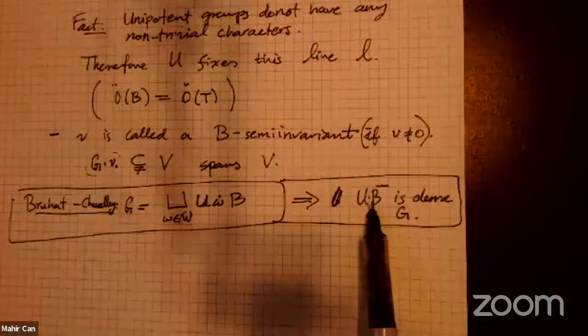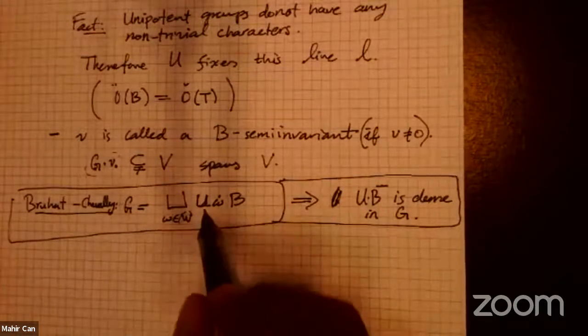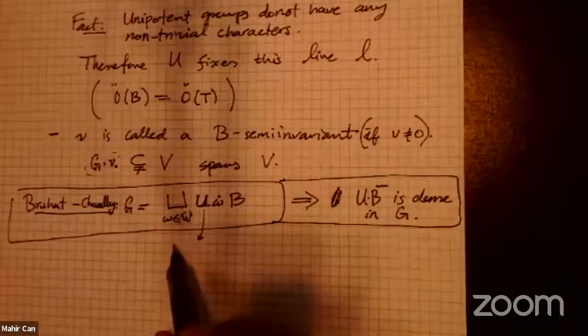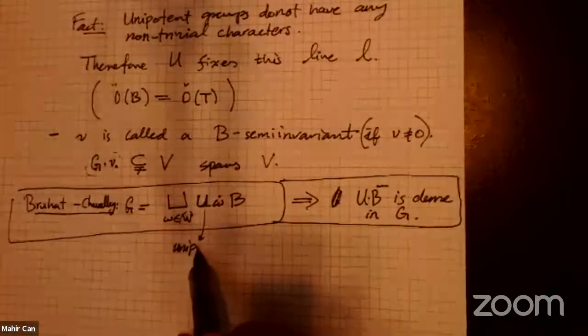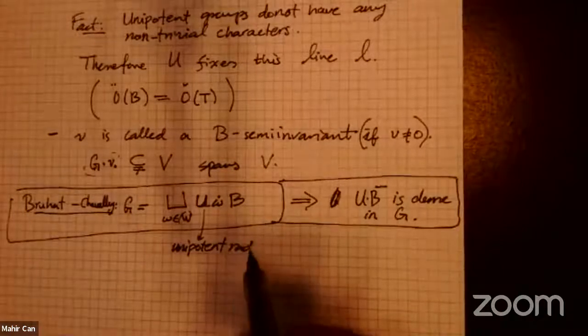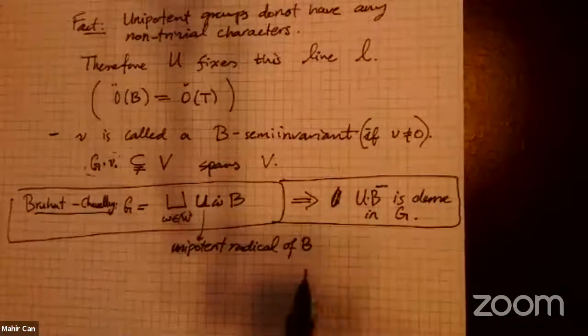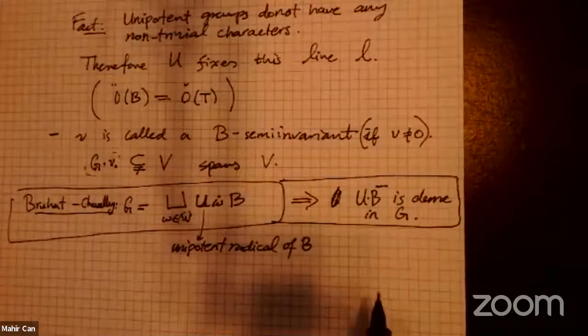You did say U is a subgroup of B, right? Unipotent. So U here is the unipotent radical of B. It sits inside of B, right? Yes, correct. The unipotent radical of B is the maximal normal unipotent subgroup of B.